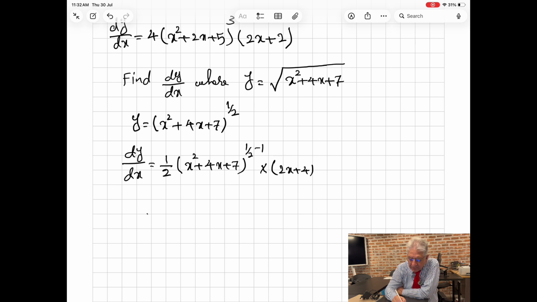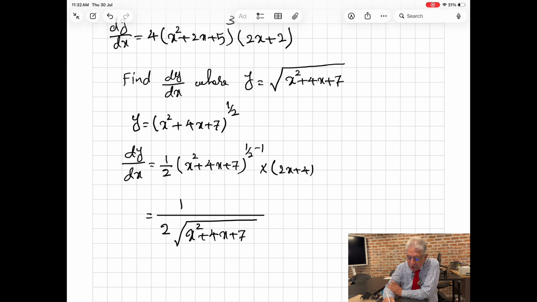Now, I can write this in the simplest form. This is negative half, and because it's negative, it goes to the denominator. Therefore, 1 divided by 2, and because of the half, it will be a square root of x squared plus 4x plus 7.